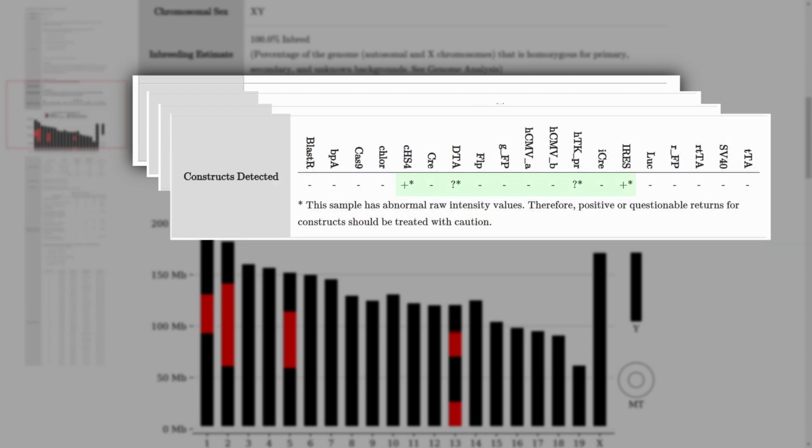Construct results with an asterisk denote abnormal array hybridization quality. This is also noted in the warning just under the construct summary. If you see this warning, you may consider genotyping your sample again.